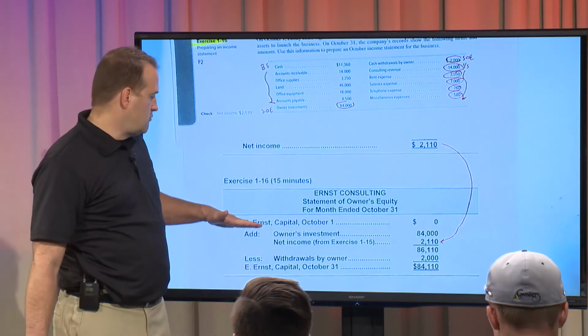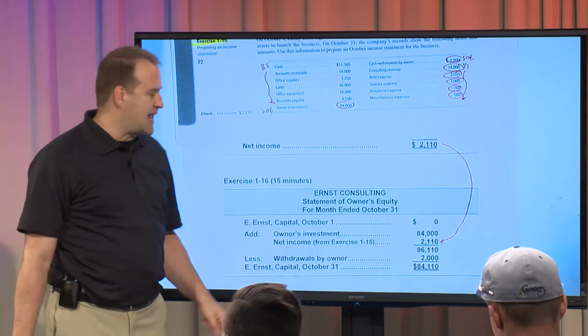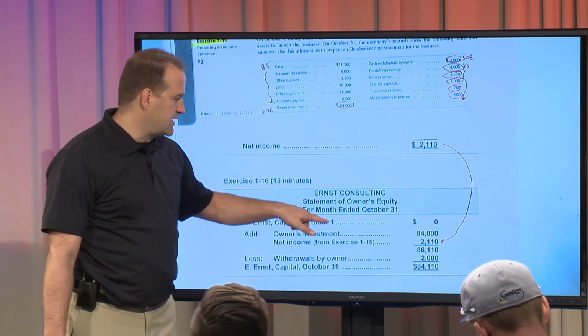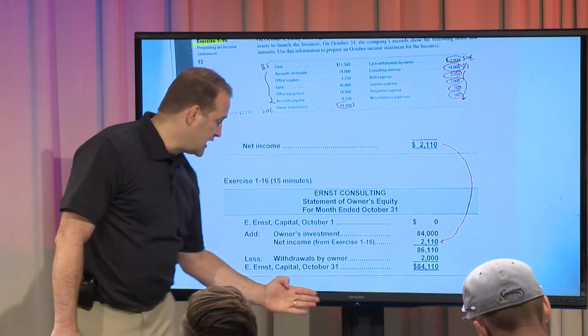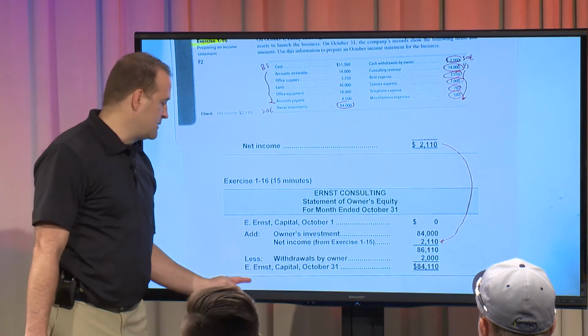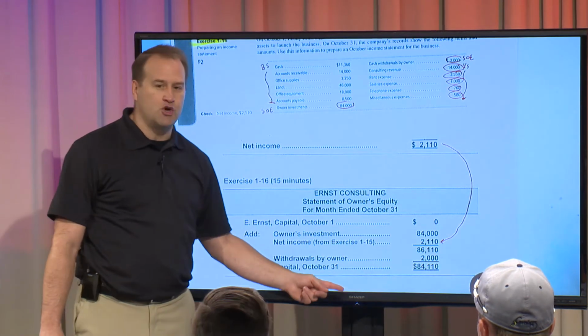No, don't. Even though it would work out mathematically, you want to say the beginning balance of capital at the beginning of the period is that. Make sure you label that bottom line. A lot of times students won't label that one. Ending balance of capital, or capital at October 31st.